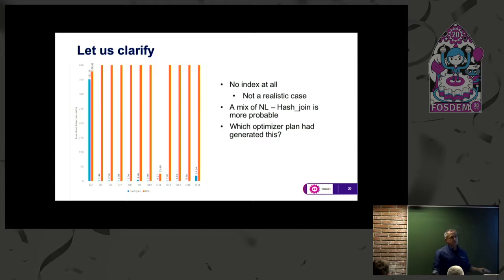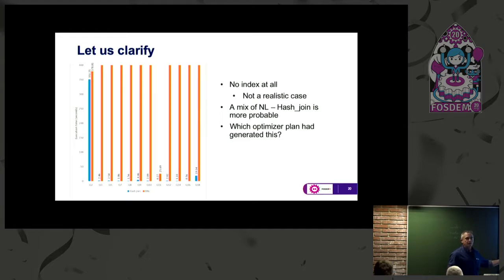But to me, this is misleading. Sorry, this also used dbt3 as a test, and you can see the query on the bottom. I think this is misleading because it gives you the idea that everything works much better using hash join. But this is true only when you remove all the indexes.